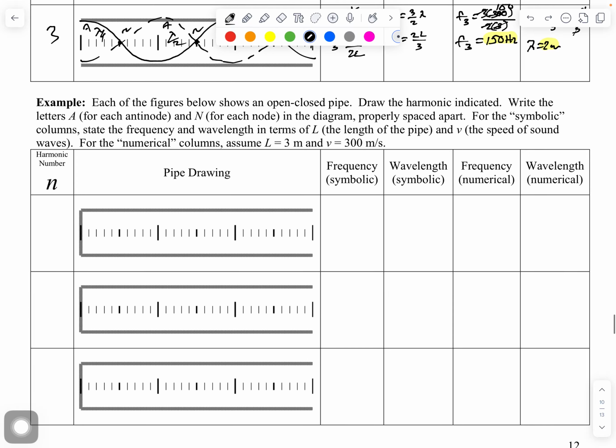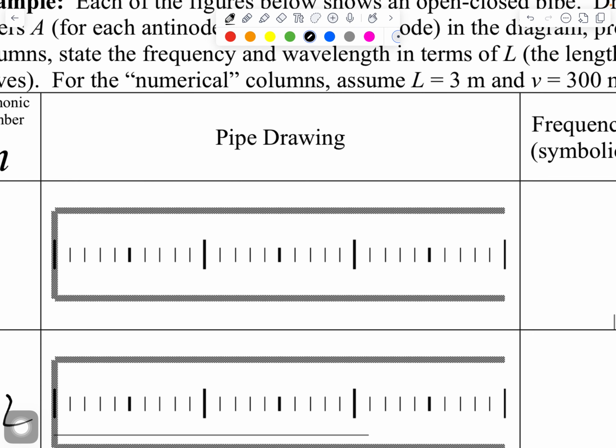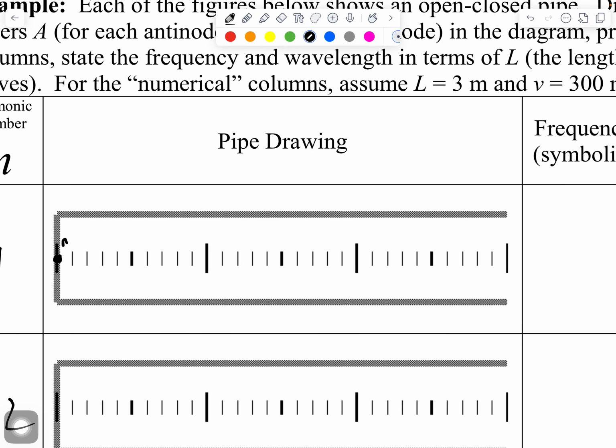Now for closed pipe, things are a little different, okay? Let me show you why. I'm gonna start off with the first one. So we're still gonna do first 3, okay? I have a node at this end. I have an antinode at that end. So I'm gonna draw a curve up here, but I'm gonna draw a dash curve down there.